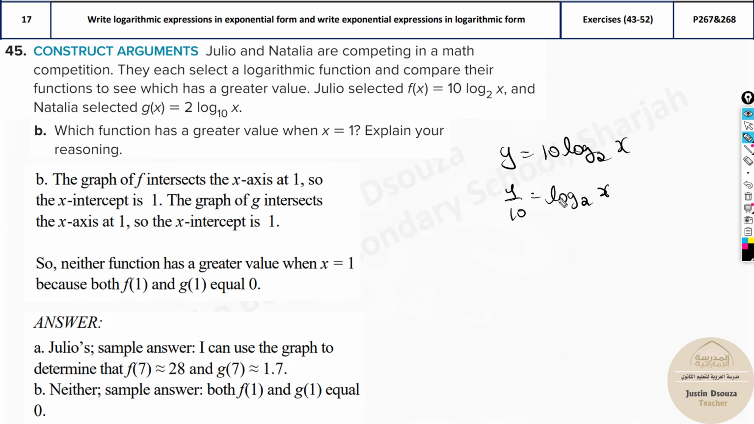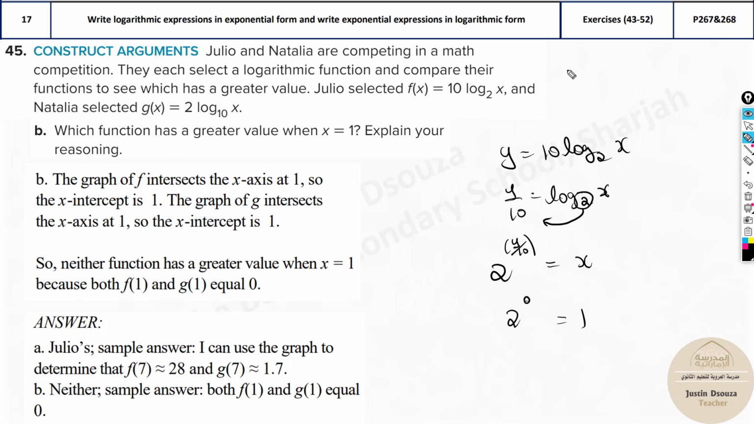Now let's take the exponent over here. Wait, one second. Before changing to the exponent form, we must know x is 1. So we have to take this base to the other side. It becomes exponential, in the sense 2 to the power y by 10 is equal to x. Now, what is the x value? X is 1. If x is 1, what should be over here? Doesn't matter what, it must be 0. So y must be 0.